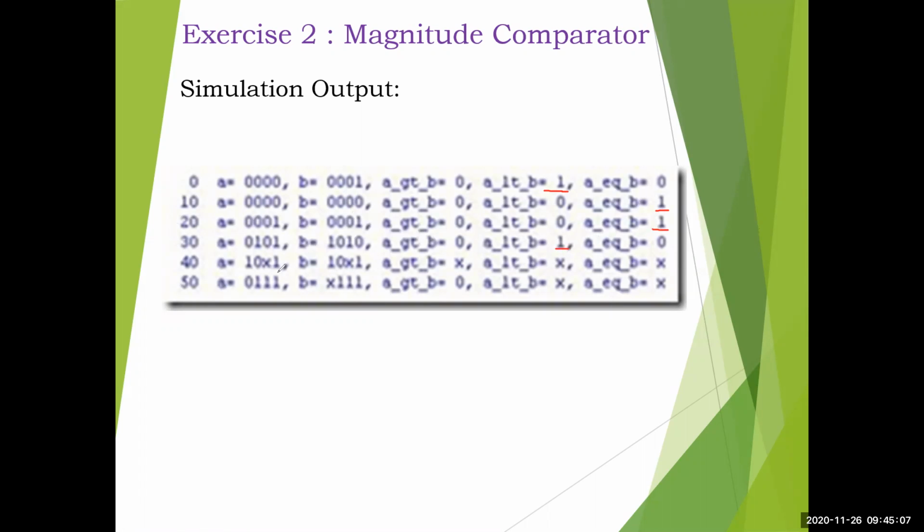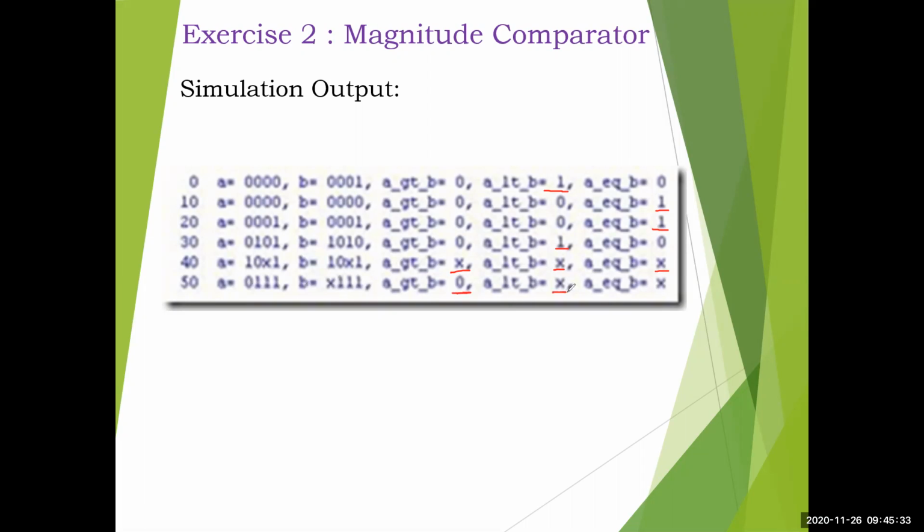Next 1 0 x 1 and 1 0 x 1 was there. So it is giving x for all the three outputs. You could not predict the answer here, all three are x. Then here 0 1 1 and x 1 1, so here there are only two combinations. If it gets 0 here, it is equal. If it is 1 here, less than.